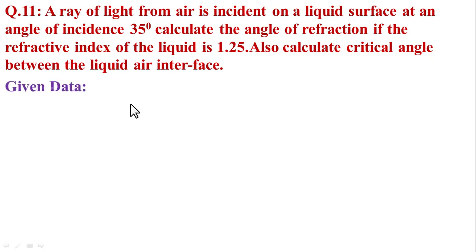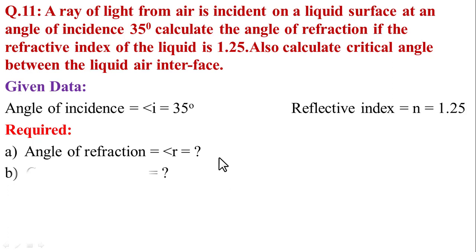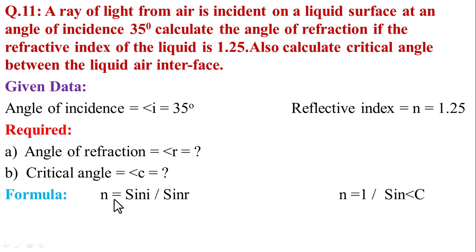So first of all, write the given data. According to the statement, angle of incidence theta I is equal to 35 degree, and refractive index n is equal to 1.25. Now we are required to find the angle of refraction R, and we also calculate the critical angle theta C. So we can use the formula by Snell's law, n is equal to sine angle I over sine angle R, and also use the formula n is equal to 1 upon sine angle C.